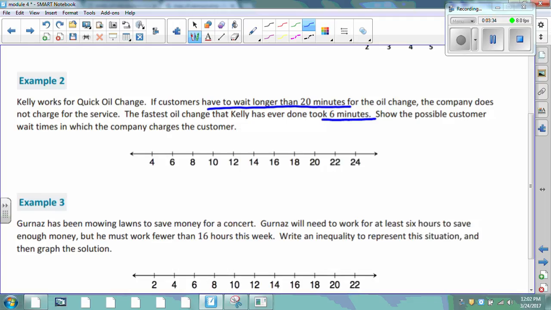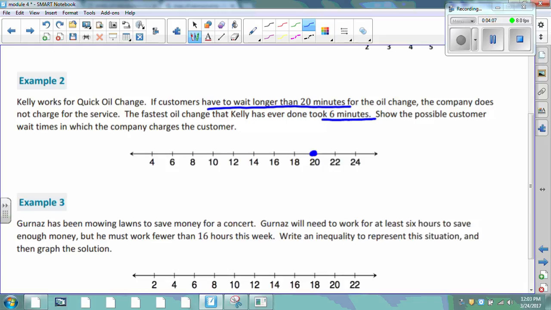Okay, so I saw some interesting things in your homework for this. We know that one of these values is 20, right? And if they wait for 20 minutes, do they still have to pay? Yes. If they wait longer than 20 minutes, they don't have to pay. But if they wait 20 minutes, they have to pay. So we're going to color that in.